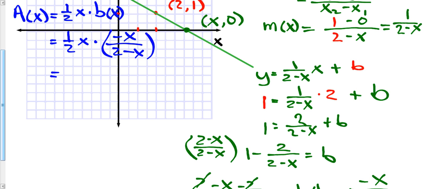What does this simplify down to? Let's do it in steps. Let's not do it all at once. Simplify 1/2 x. X over 2 times negative x over 2 minus x. And then how do I do that multiplication?